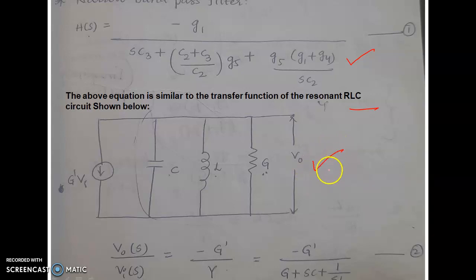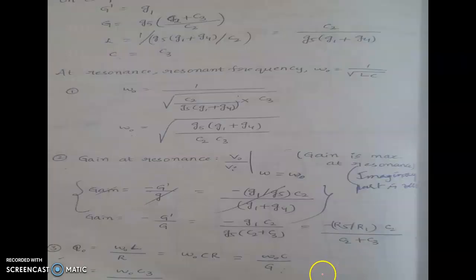When you compare the resonant RLC circuit with the transfer function that you have got after doing the analysis, you will be getting V0(s) by V(s) equal to minus G' by G plus sC plus 1 by sL. What G' and the other terms are, we have mentioned in the next slide. So this is the slide where you are comparing the resonant RLC with the transfer function you have already got. So G' is G1, and we have compared what G, L and C are.